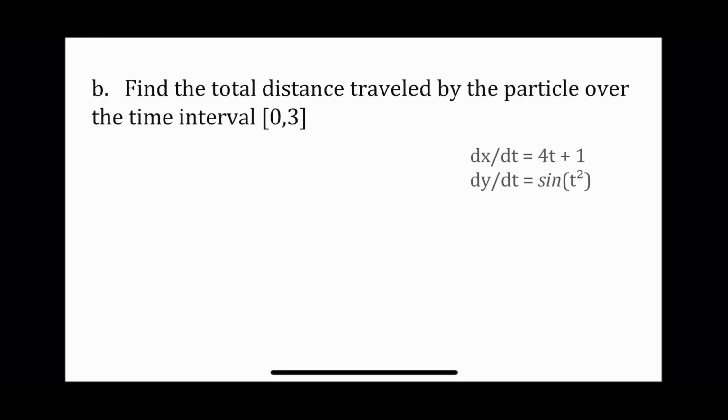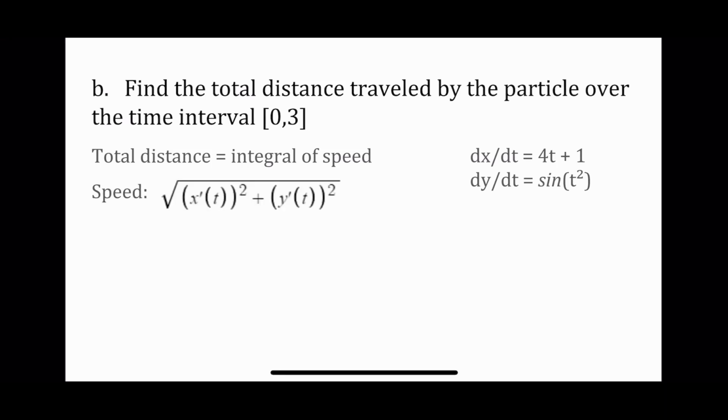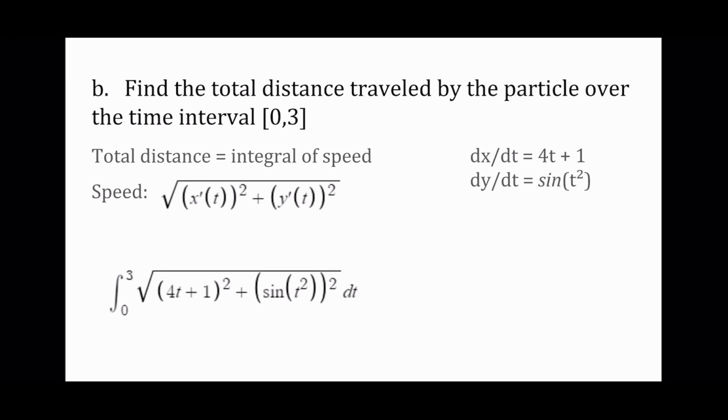And then part B, we're going to find the total distance traveled by the particle over the time interval 0, 3. Again, put our givens on the side. So total distance is the integral of your speed, and your speed equation is going to be radical x prime of t squared plus y prime of t squared, and those will be your dx dt and your dy dt. So we're going to have the integral from 0 to 3, as that's our interval, radical 4t plus 1 squared, which is your dx dt squared, plus sine of t squared, which is your dy dt, and it's all with respect to dt. And that's going to give you 21.09, and that'll be your total distance traveled over that interval.